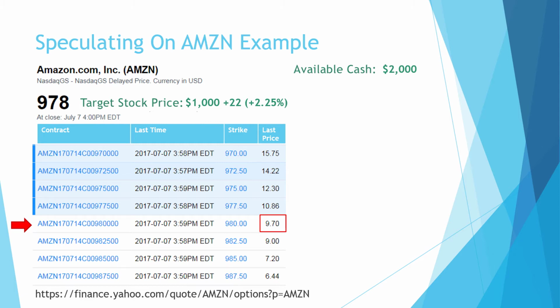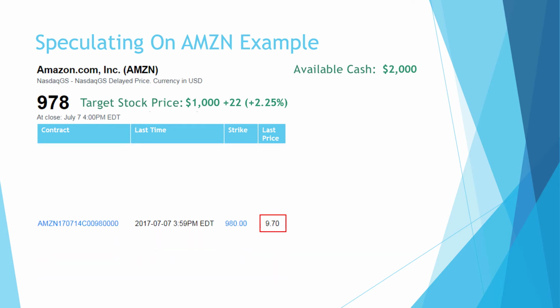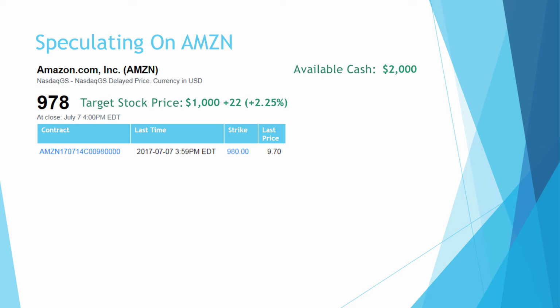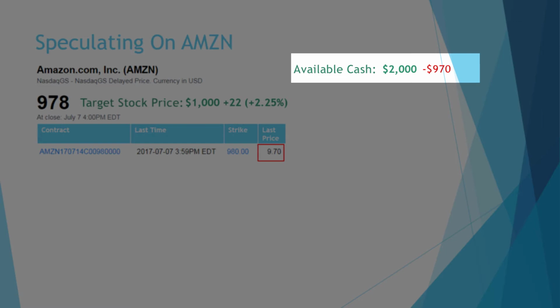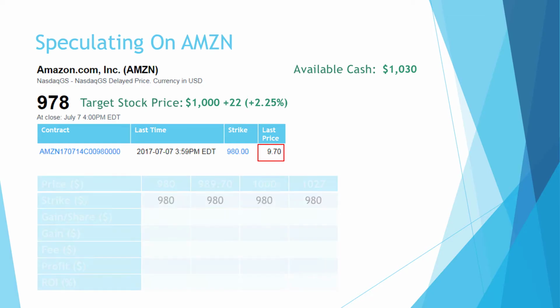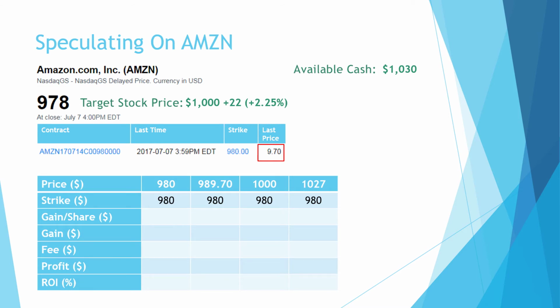With a strategy in place, the next step is to execute. Let's say I buy the contract with a strike of 980 and pay $970 for the contract. After the purchase, I will still have $1,030 available in cash. Let's create the scenarios for the price of Amazon on July 14th of 2017. The scenarios are stock price becomes $980, $989.7, $1,000, $1,027, and here will be the results.